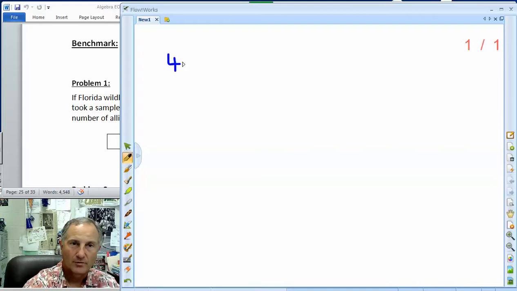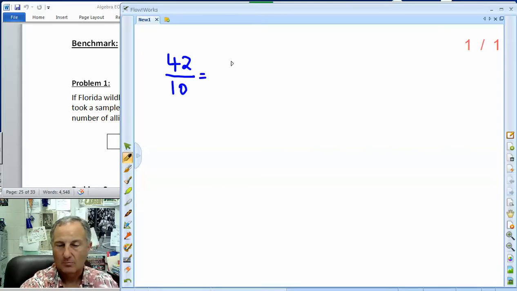They took 42 alligators and found 10 that were tagged. Well, how many alligators were in there before? I don't know, but they had tagged 105 of them the year before. So, number of alligators pulled, number tagged. How many were out there? Number tagged a year ago.